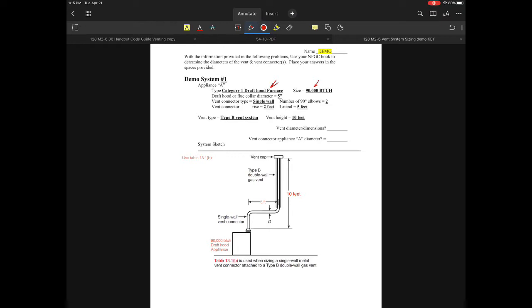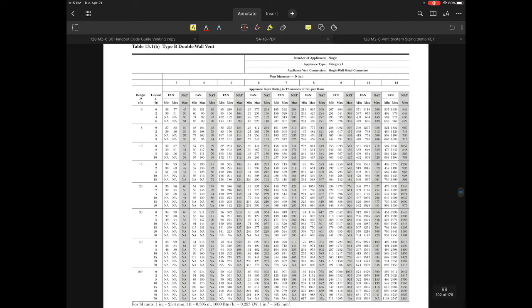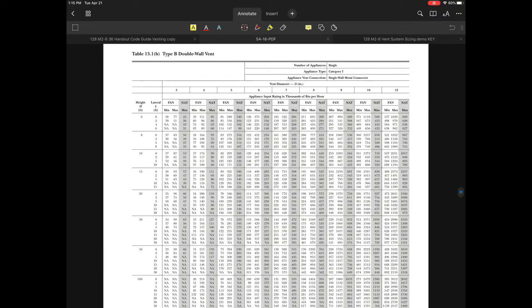So let's take a look at the sizing of this one and specifically how we're going to do this. The first thing that I did was identify that we wanted to use table 13.1B. I'm going to pull up my 2018 NFPA 54 code book, and I went right directly to that particular table, double wall B vent that uses a single wall category 1 metal vent connector, which is what we have here. So let's see where that fits into our application. Looks like it is what we end up having here.